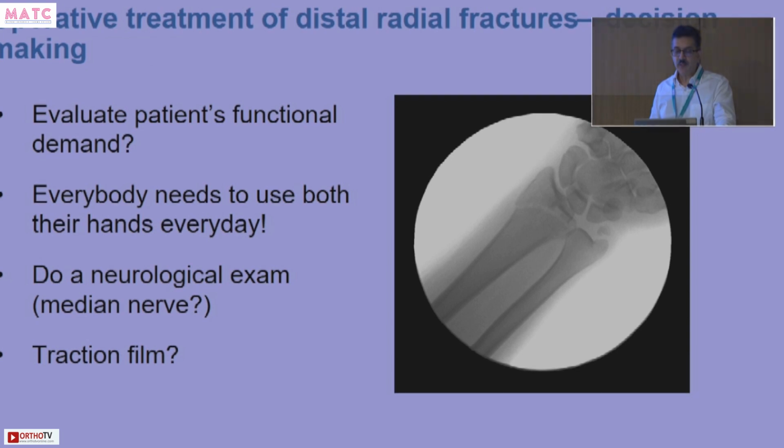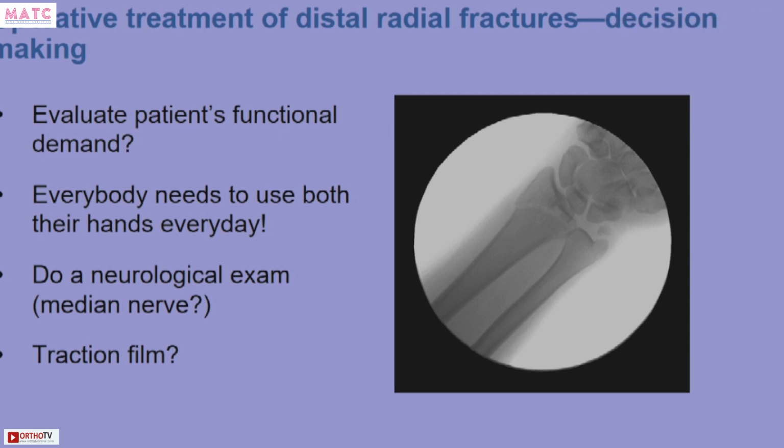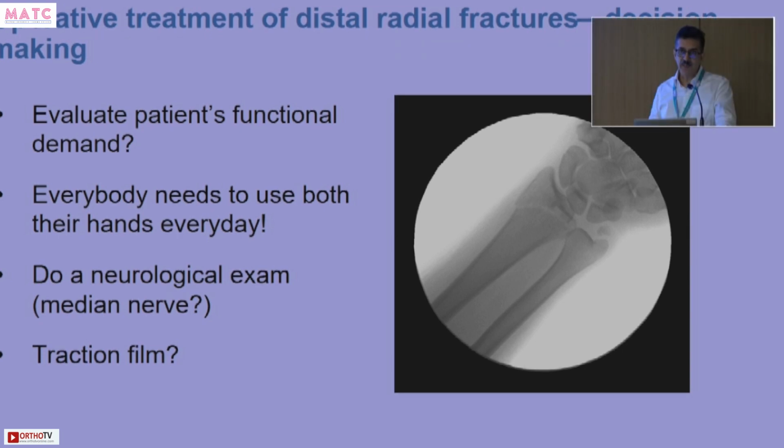So operative treatment of distal radius fracture, decision making is basically evaluate patient's functional demands. I don't think there is anybody anywhere who doesn't want to use both their hands every day. So I would fix all the fractures in my institution, except if it is undisplaced or minimally displaced. Do a neurological examination. Median nerve injuries are uncommon in straightforward fractures, but quite common in displaced unstable fractures. So you have to look for that.